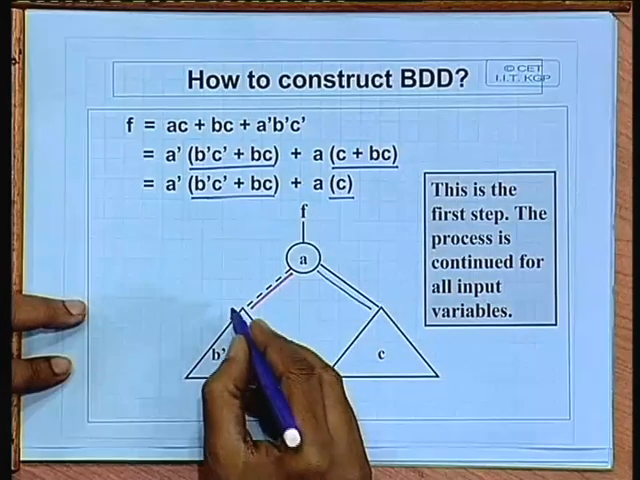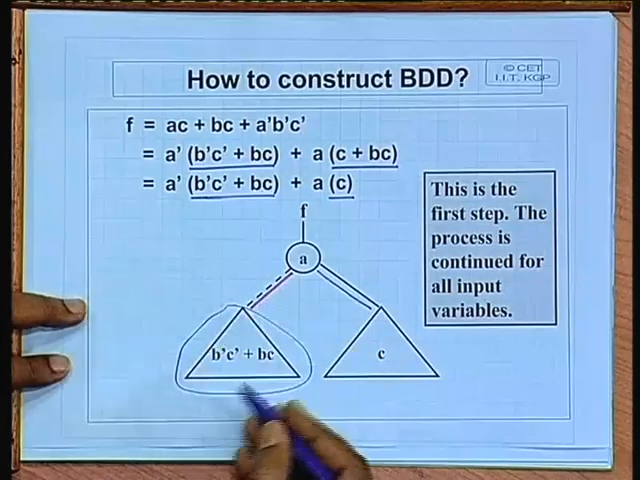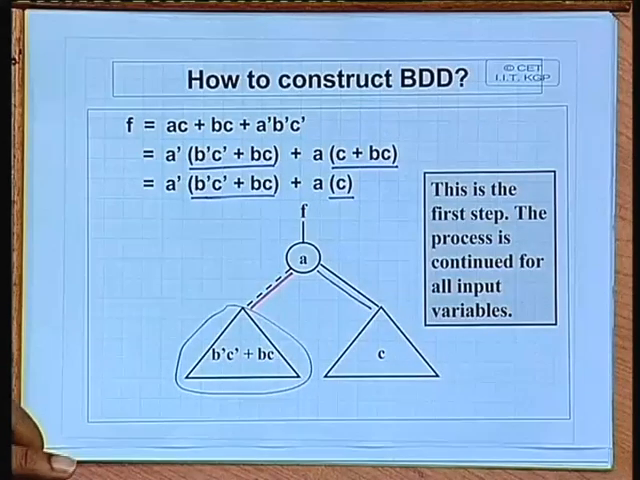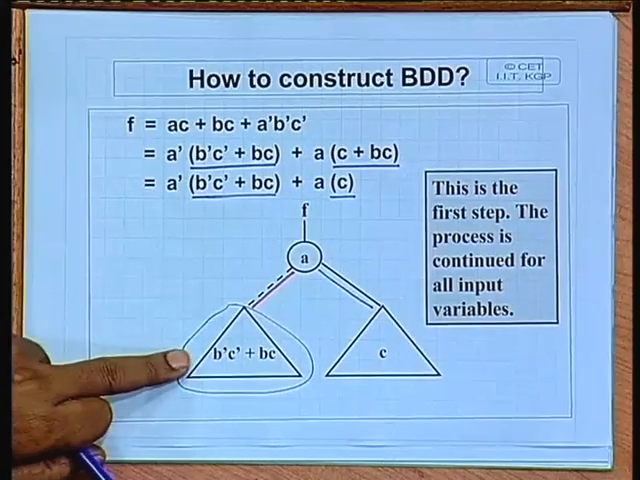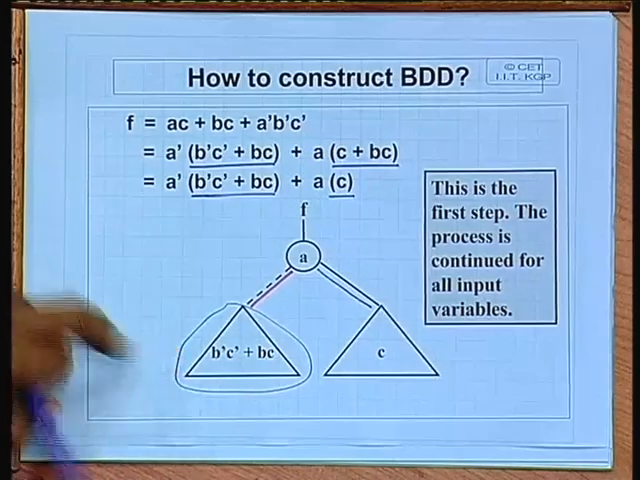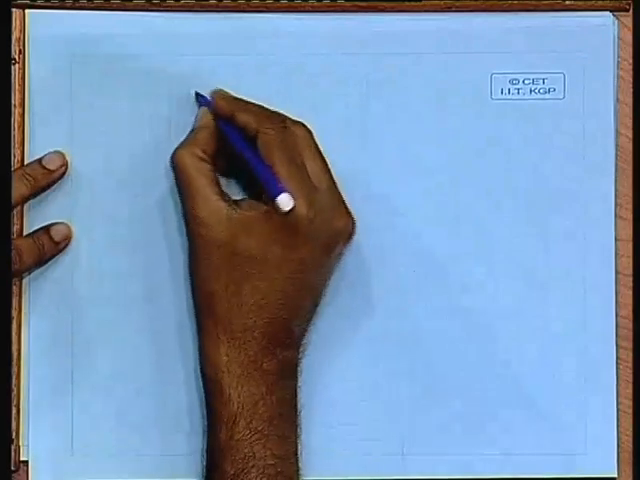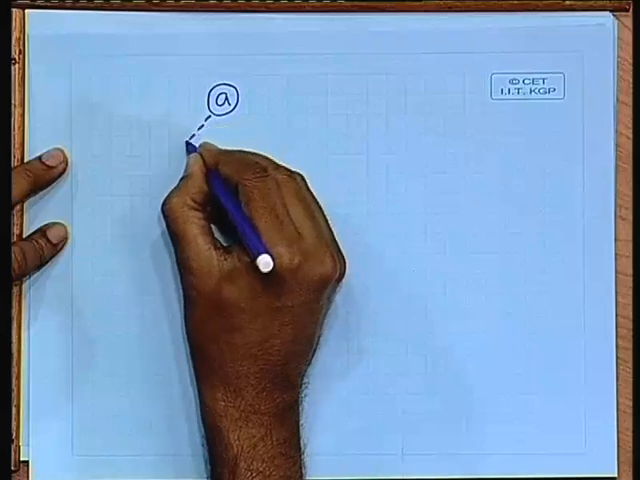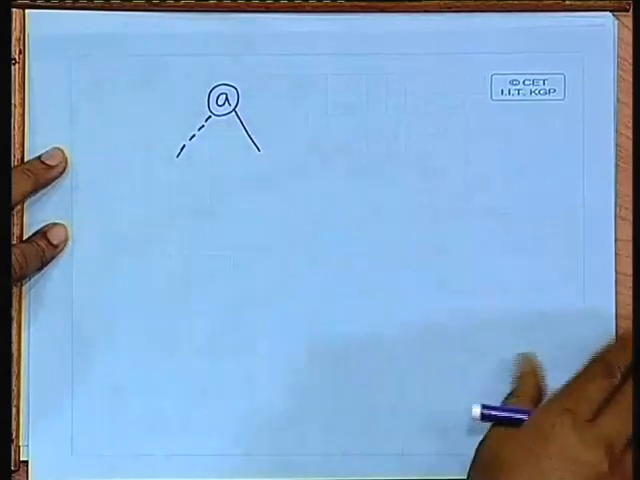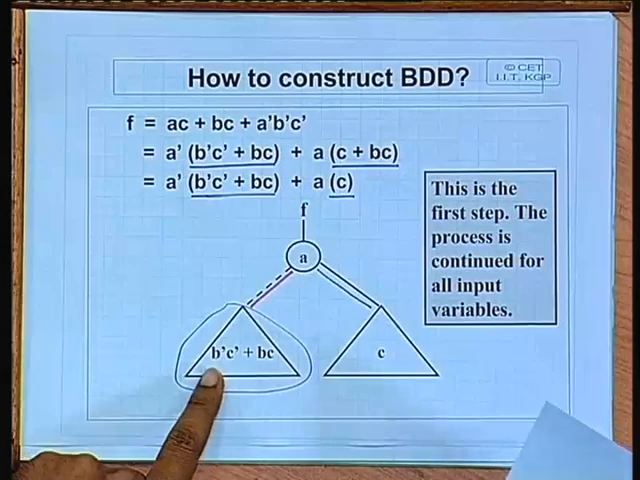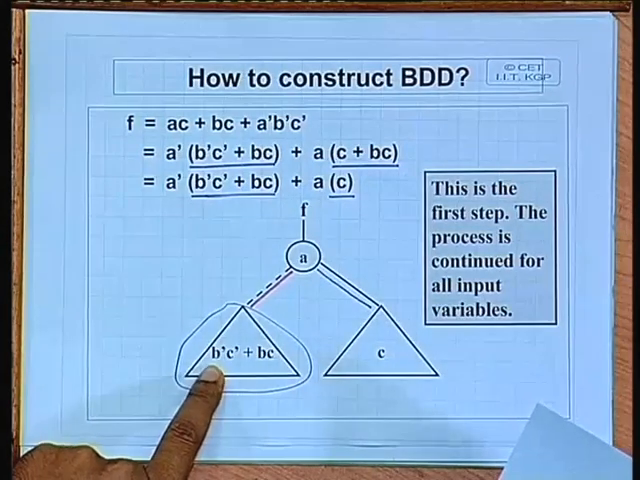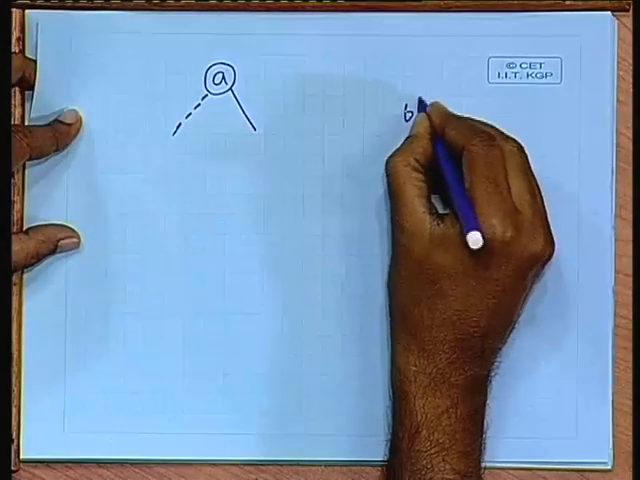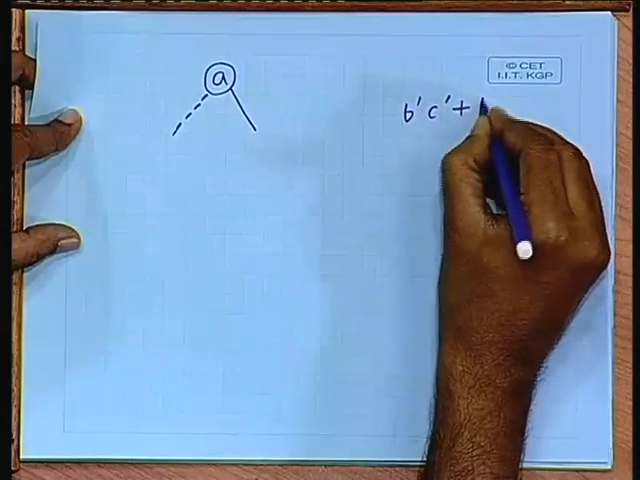This you can repeat. Similarly, this sub block you can expand with respect to b and you will be getting a diagram again. So we will take an example. This same example we can work out, no problem. We had this a, we had the dotted arrow and the solid arrow. If you recall, the left side was b prime, c prime or bc.